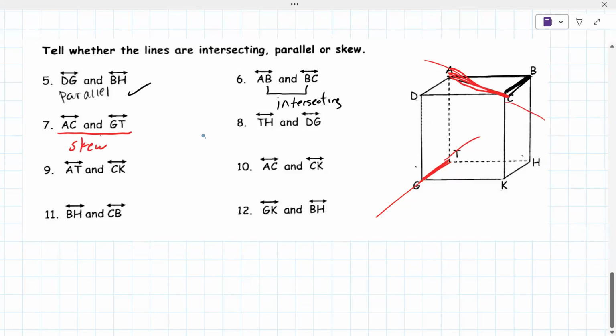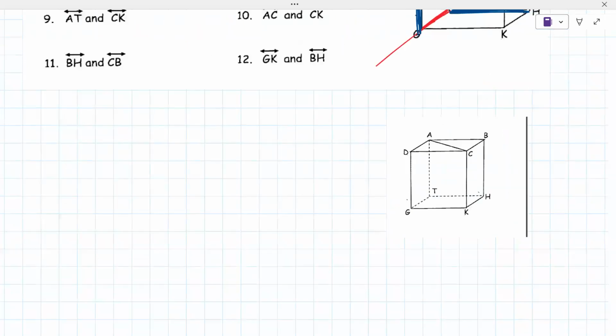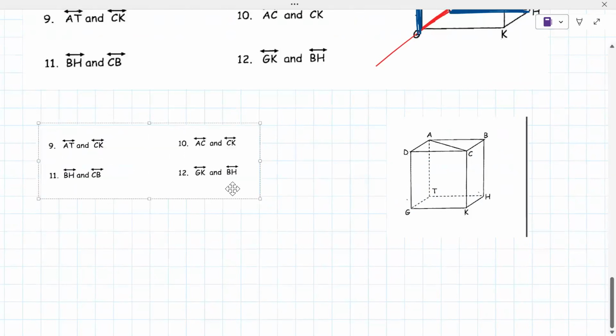All right, let's try the next one. TH and DG. Would that one be skew? Appears to also be skew. All right, so what I'm going to do here is grab the drawing one more time for the last couple here, so that we can use the colors, use some technology. All right, there we go.